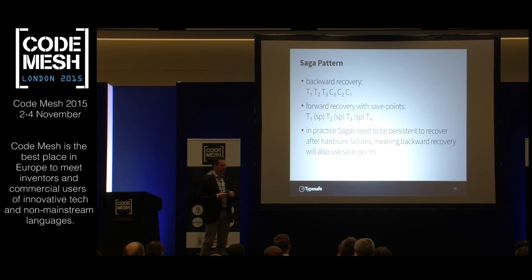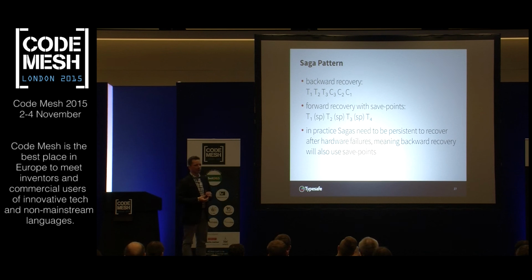The paper was written in '87. They didn't really have distributed databases or lost something. The main problem that the paper was dealing with was long-lived transactions and making the database more performant. Now we're doing it for fault tolerance, resilience, and so on reasons. So we will need to make the sagas persistent anyway.